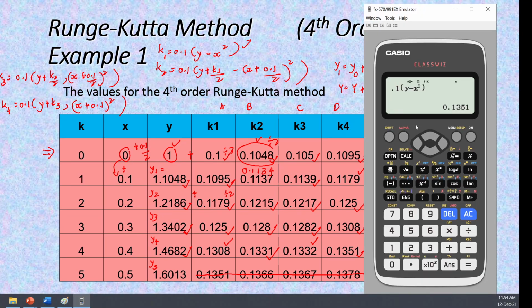So press up 1, 2, 3, 4. Calculate y5 depending on y4. Y4 is 1.4682. A, you see from 0.125 go down, which is 0.1308. B, 0.128 go down, 0.1331. C, from 0.1282 go down, 0.1332. D, from 0.1308 go down one row, 0.1351. So you get 1.6013.